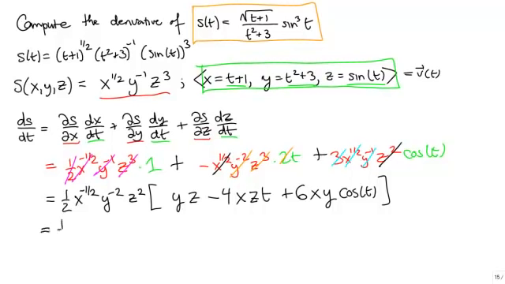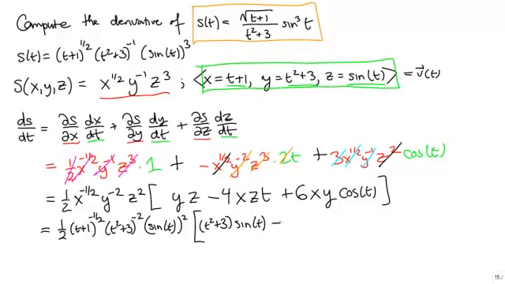So if we substitute in, we're going to get 1/2 x, which was t plus 1 to the -1/2 power, times y, which was t squared plus 3 to the -2, times z, which was the sine of t, quantity squared. We've pulled that out of yz, so y is equal to t squared plus 3 times sine of t, minus, we have a 4 and a t already, x is t plus 1, z is sine of t. And then we have plus 6 times x, which was t plus 1, times y, which was t squared plus 3, times the sine of t.